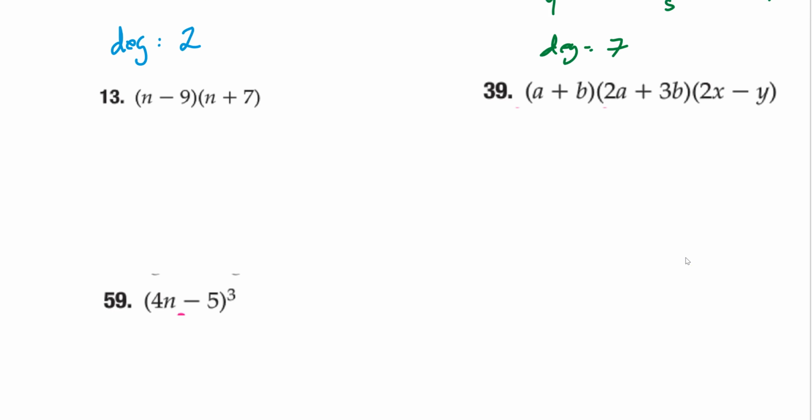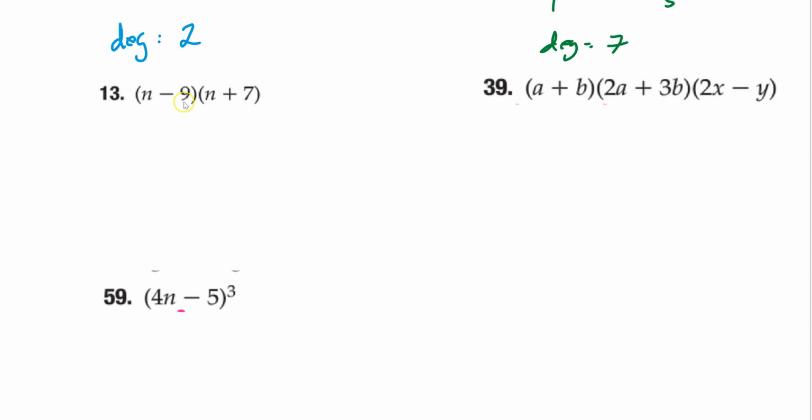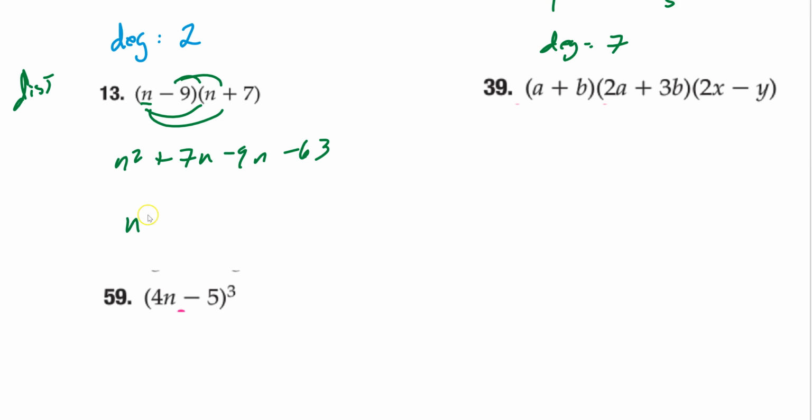Alright, a little binomial expansion. We're going to distribute on these. We don't FOIL in this class. So you go n times n is n squared plus 7n. And then you move on to the next term. Negative 9n minus 63. And you get n squared minus 2n minus 63. So my degree here is 2.